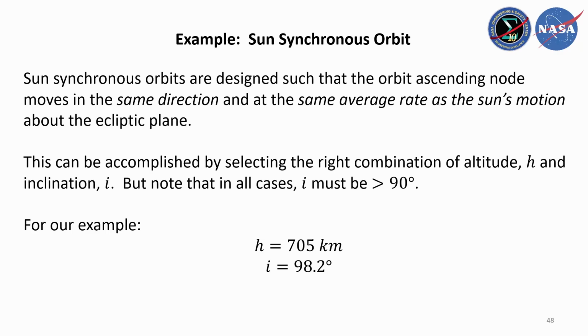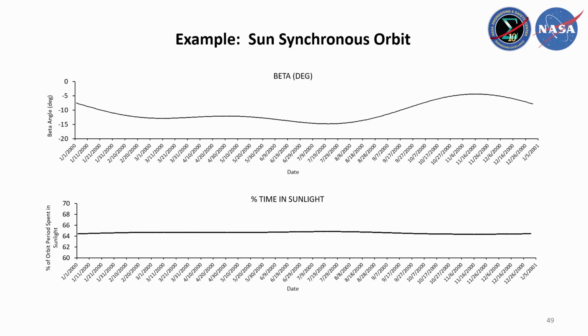And while a number of altitude and inclination combinations will achieve the desired result, note in all cases the orbit inclination is required to be greater than 90 degrees. For our example, we'll consider the case where the orbit altitude is 705 kilometers and the inclination is 98.2 degrees. When we calculate the beta angle profile, we see that for this particular condition, the beta angle stays between about minus 15 degrees and minus 4 degrees, an 11-degree band.